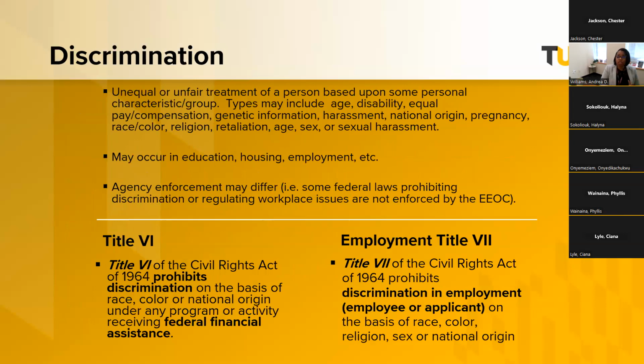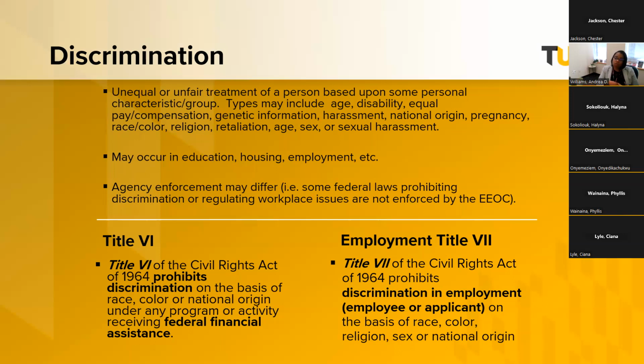So let's just go over the logistics first. Discrimination. Under the law, discrimination is unequal or unfair treatment of a person based upon some personal characteristic or groups. Types may include age, disability, harassment, national origin, pregnancy, retaliation, age, sex, or sexual harassment. That's just to name a few.